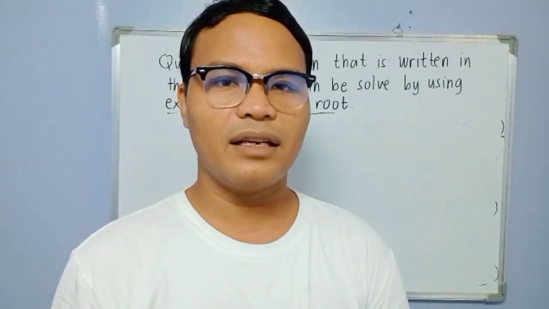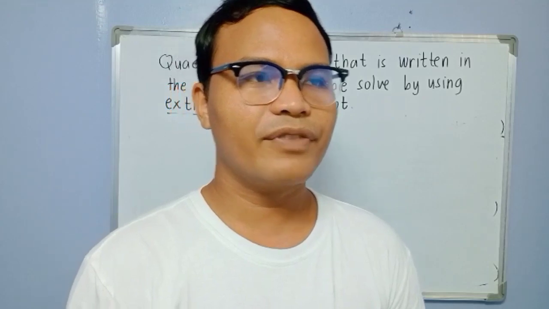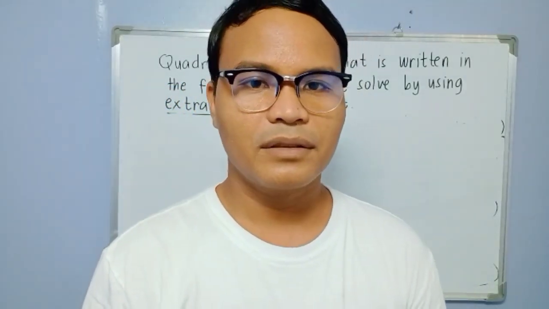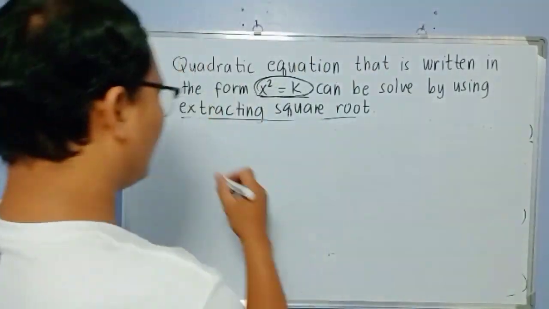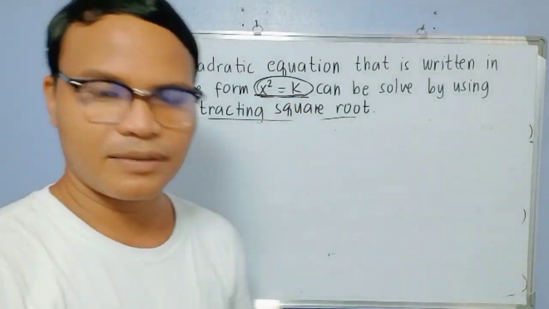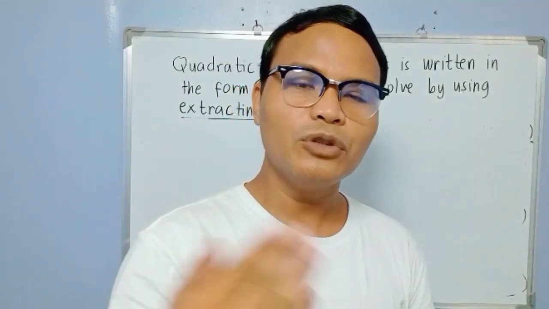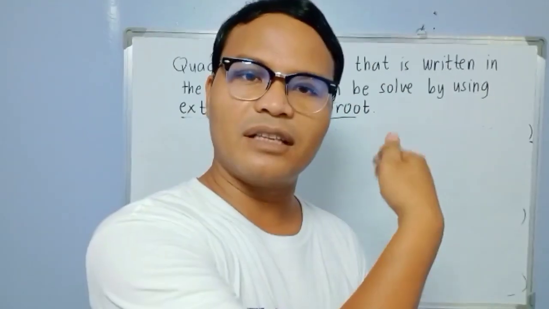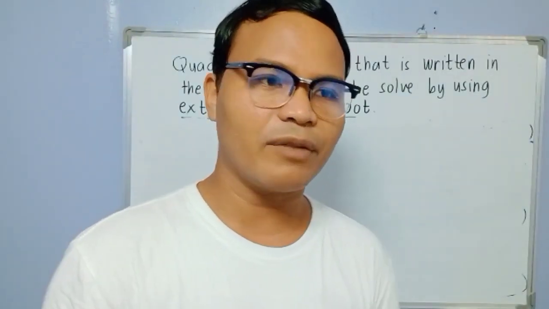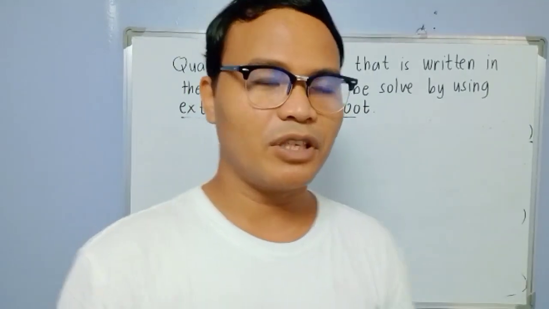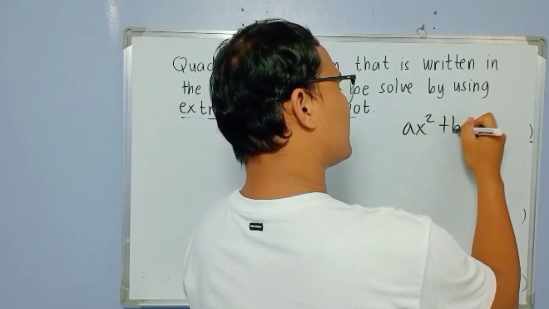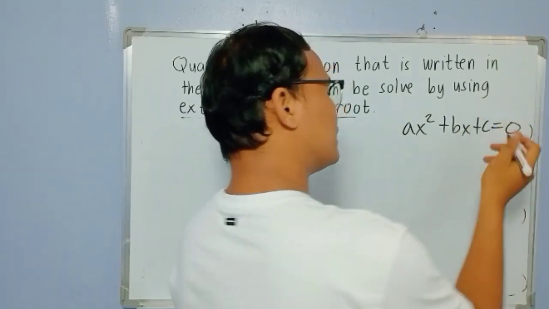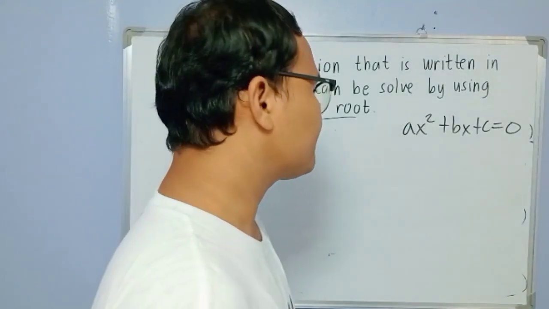Let us have a generalization. If we solve a quadratic equation by extracting square root, yung equation ay in this form: x squared equals k. Di ba? Nung unang video about the topics in grade 9, the first topic in grade 9, which is illustrating quadratic equations, ipinakita ko doon na ang standard form ay ax squared plus bx plus c equals 0. This is the standard form of a quadratic equation.